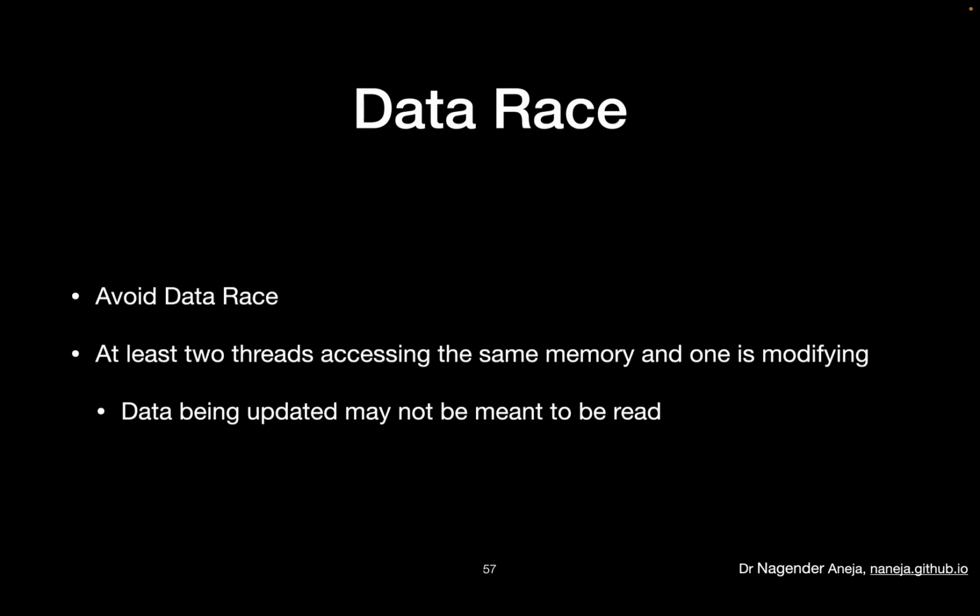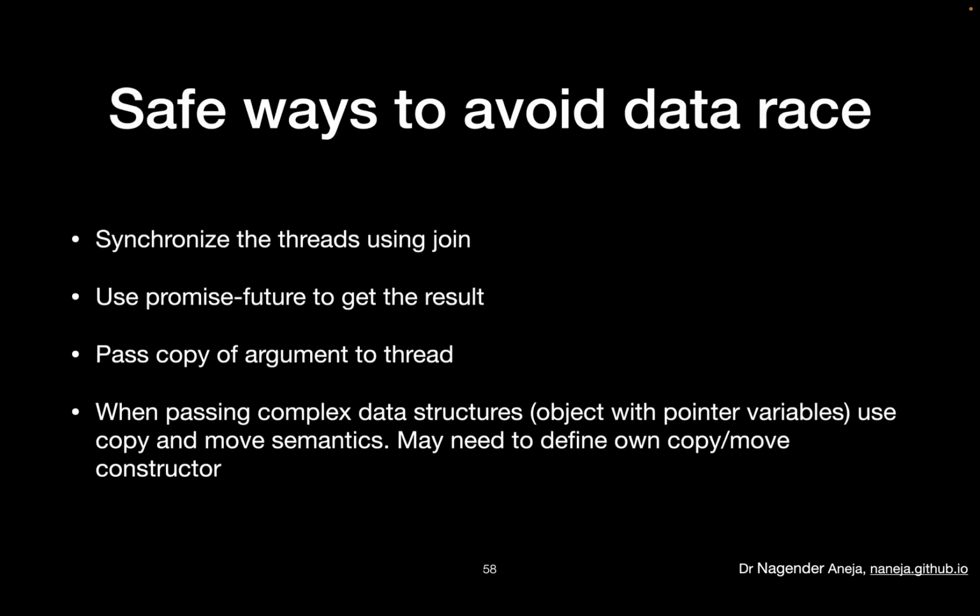Now, the next topic is the data race. We'll cover this in the next lesson, but here is a very high-level overview, because we need to avoid the data race. So what is a data race? At least two threads accessing the same memory, and one of them is modifying it. If both are only reading, it doesn't matter because both will read the same value. But if one is modifying, then it's a problem, because data being updated may not be meant to be read. We'll see an example of how data races can create problems. We need to avoid that.